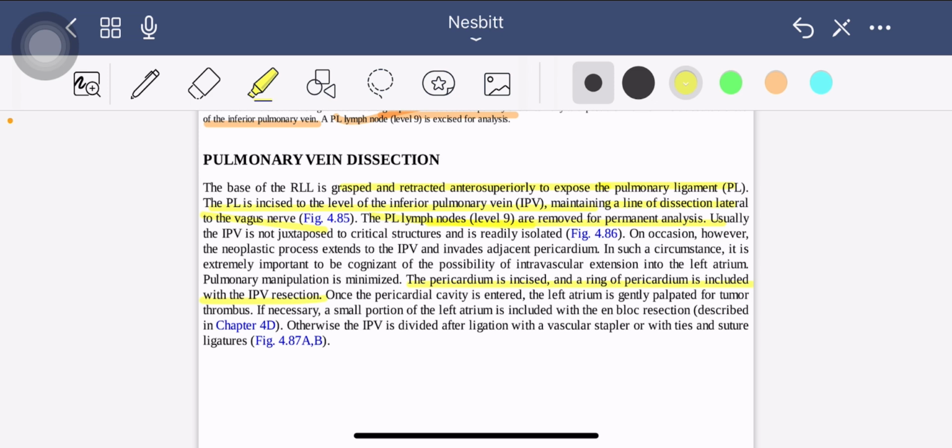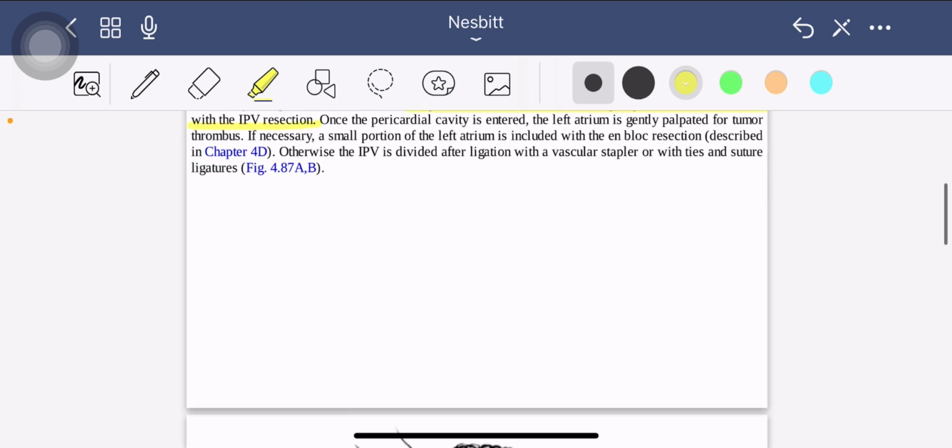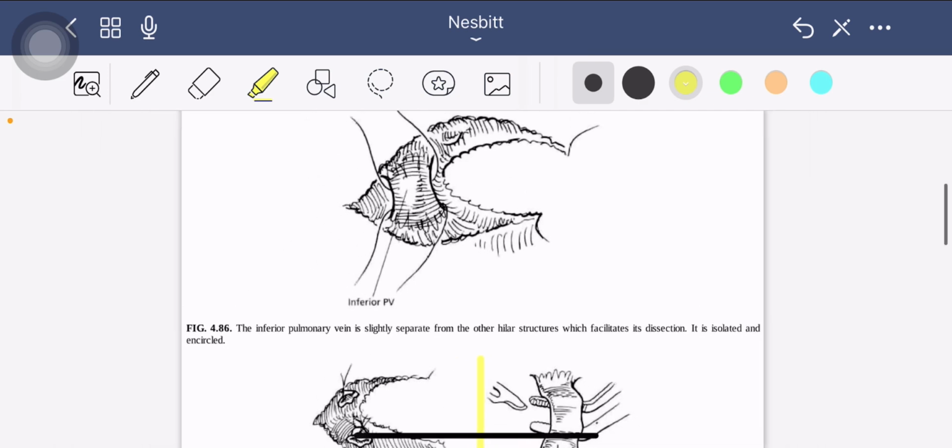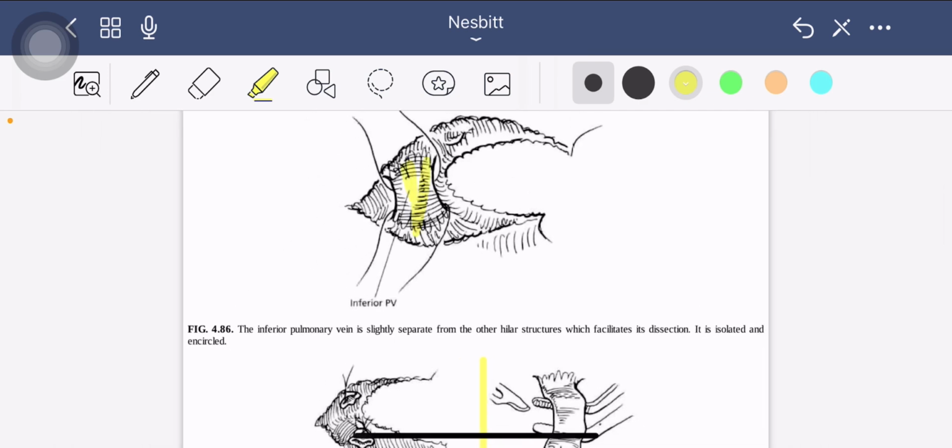So, intrapericardial resection of the inferior pulmonary vein. Once the pericardial cavity is entered, the left atrium is gently palpated for tumor thrombus, and if necessary, a small portion of the left atrium is included with the en bloc resection. Otherwise, the inferior pulmonary vein is divided after ligation with the vascular stapler or with ties and suture.